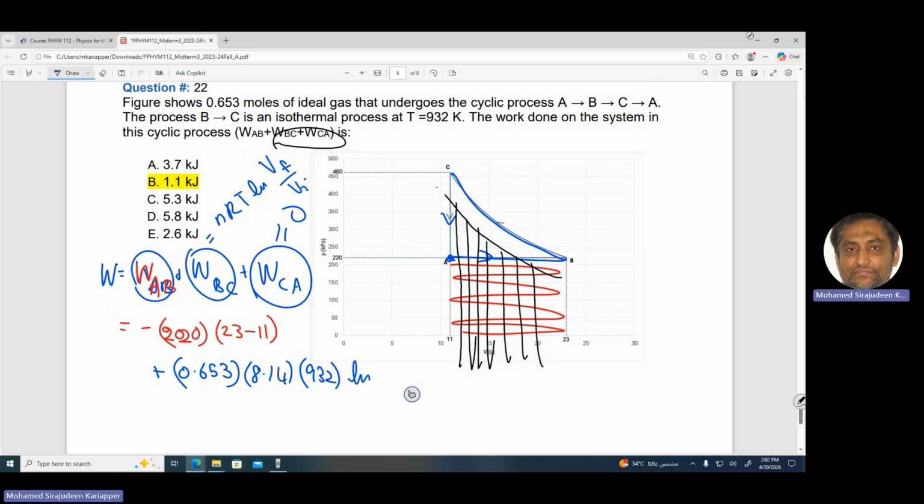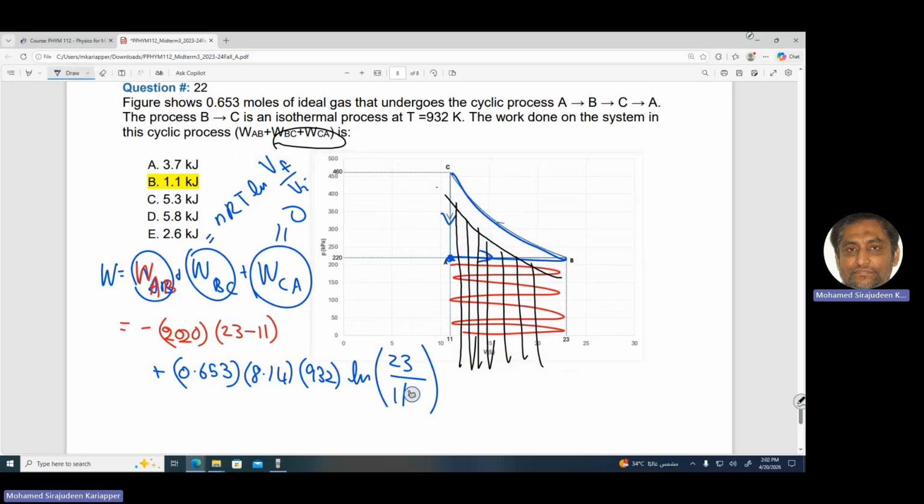ln of V final over V initial is a ratio. Do I need to convert them? No, as long as you put them in the same unit. Final volume is 23, initial volume is 11. Just calculate this and you will get the answer. You will get 1100 joules, something rounded to, then in kilojoules it will be 1.1 kilo.